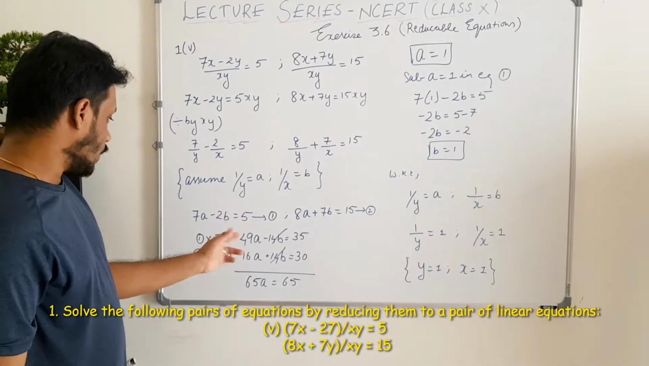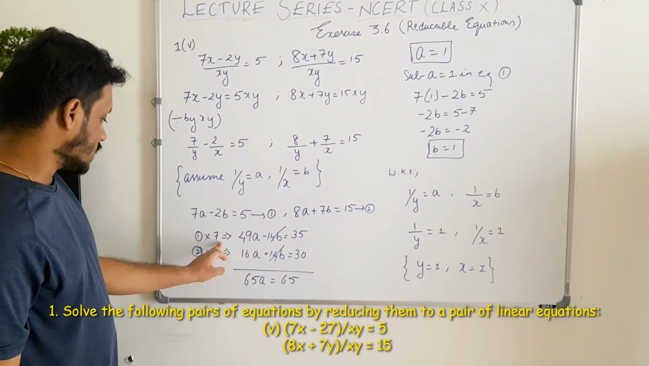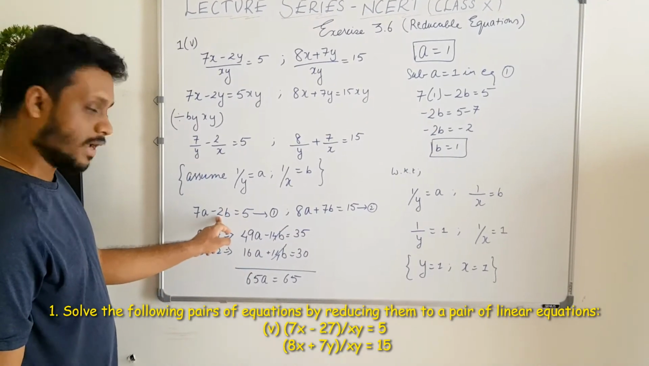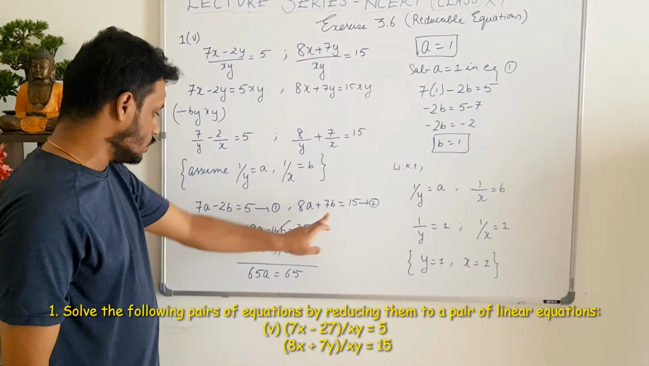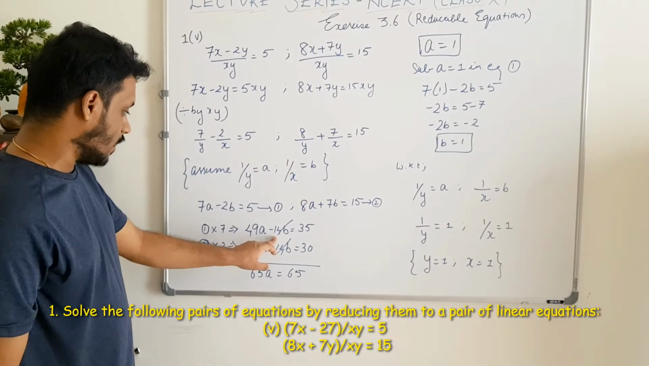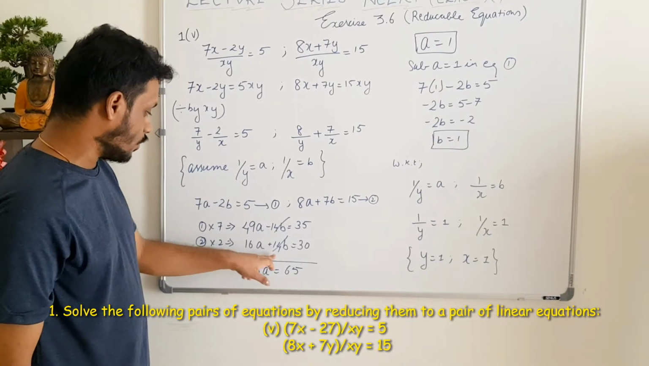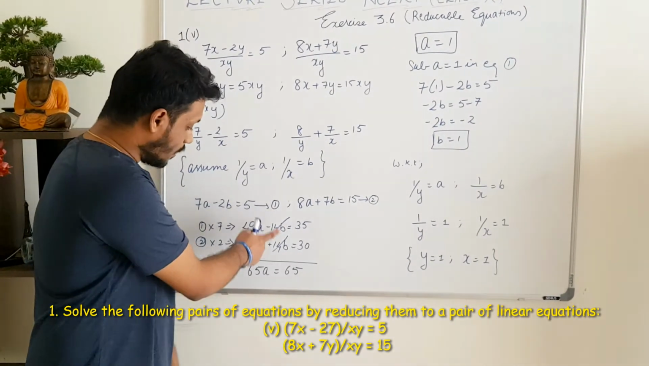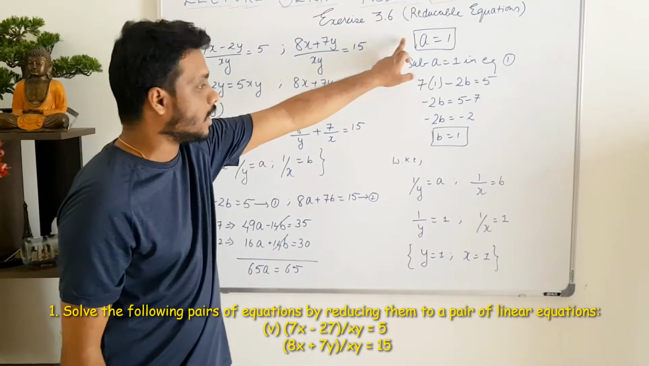So when I see this equation, I don't have any terms in common. So I multiply the first equation with 7. So I make this as minus 14. And the second equation, if I multiply with 2, this becomes plus 14. So they can be cancelled. So according to that, first equation into 7 gives 49a minus 14b equal to 35. And second equation into 2 gives 16a plus 14b equal to 30. We can cancel minus 14b and plus 14b. I get 65a is equal to 65, which implies my a is 1.